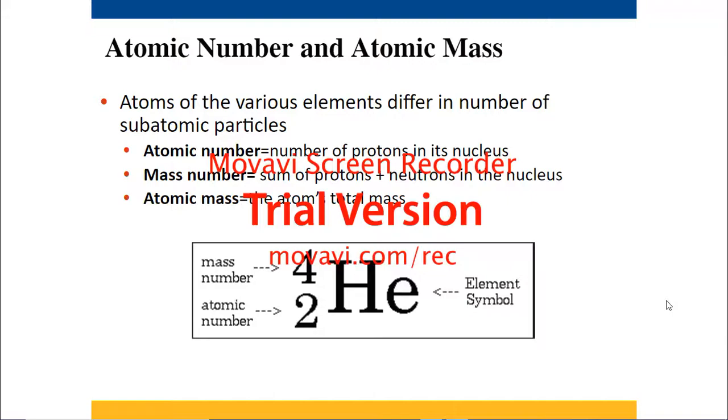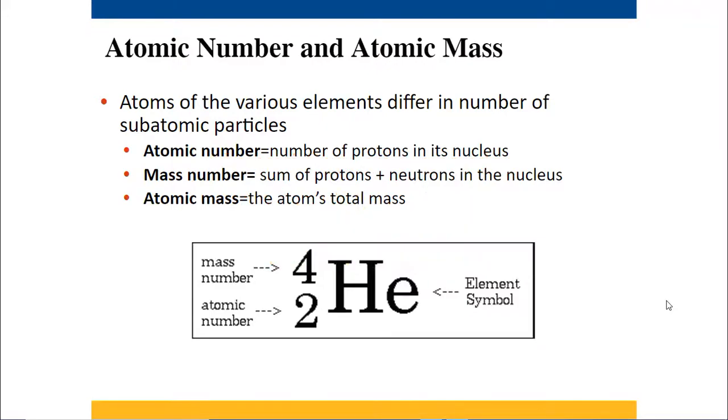We'll talk about this with isotopes. You can have different numbers of neutrons and the same number of protons, and that's called isotopes. We'll talk about that more in a second.